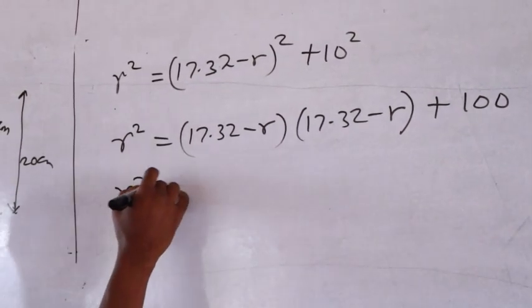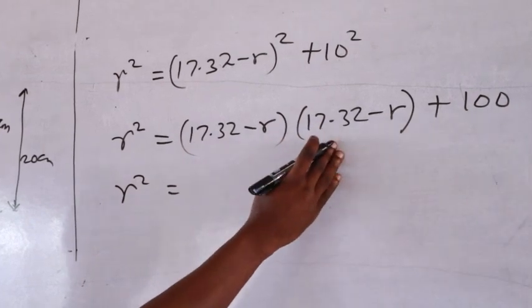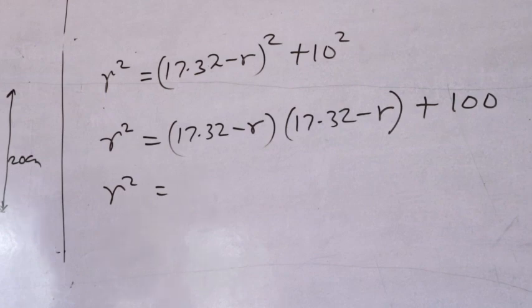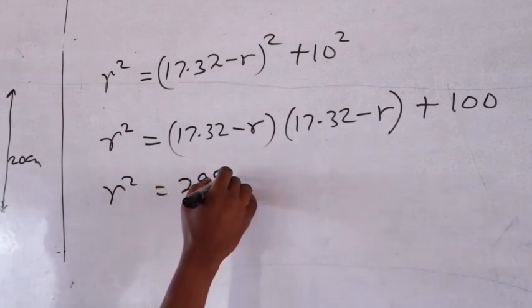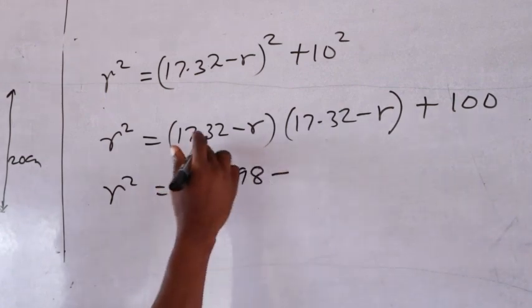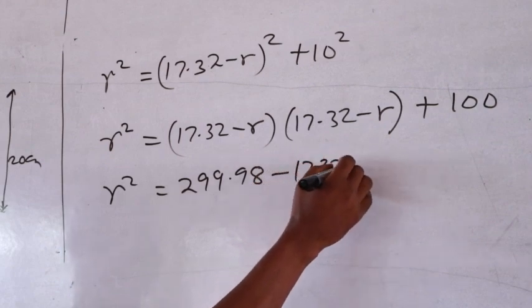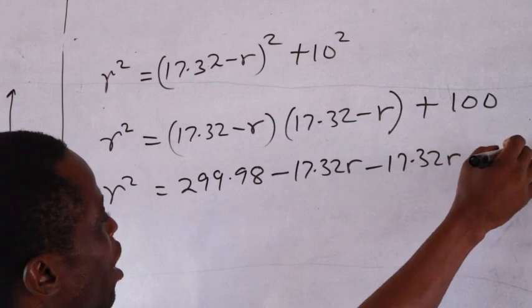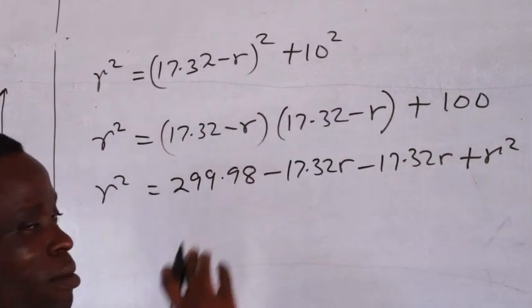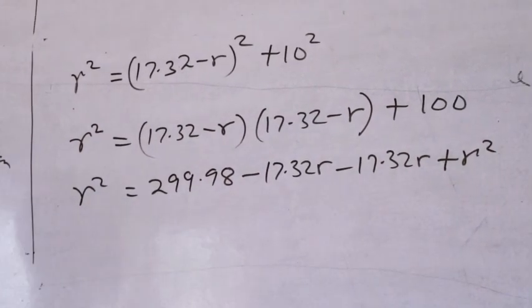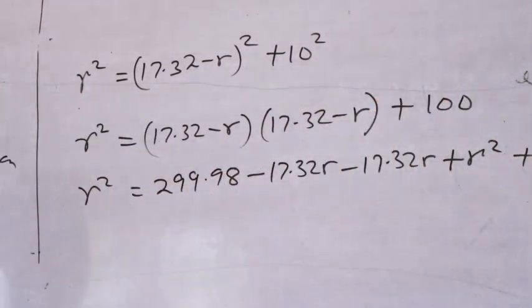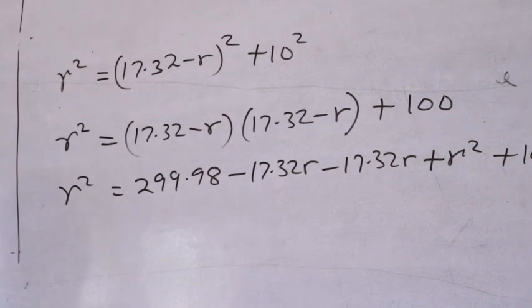Then we have r squared equals 17.32 times 17.32, which is what? 299.98 minus 17.32r minus 17.32r plus r squared. Minus times minus. Okay? Then plus 100. I want it to be clear, the way I expanded the bracket.